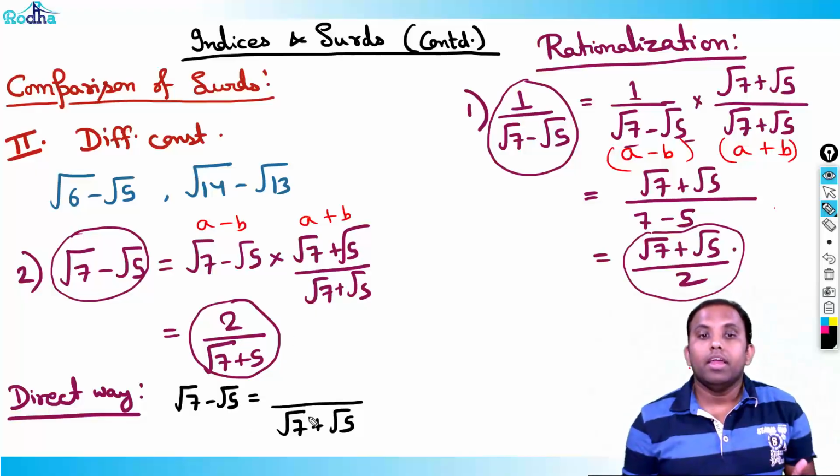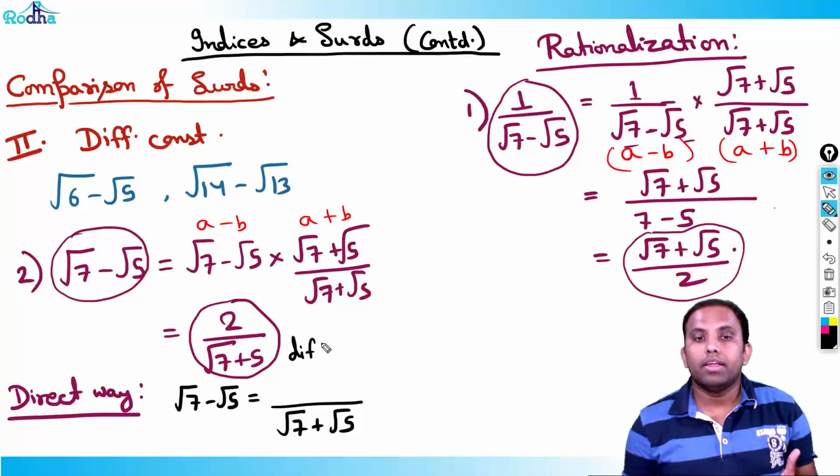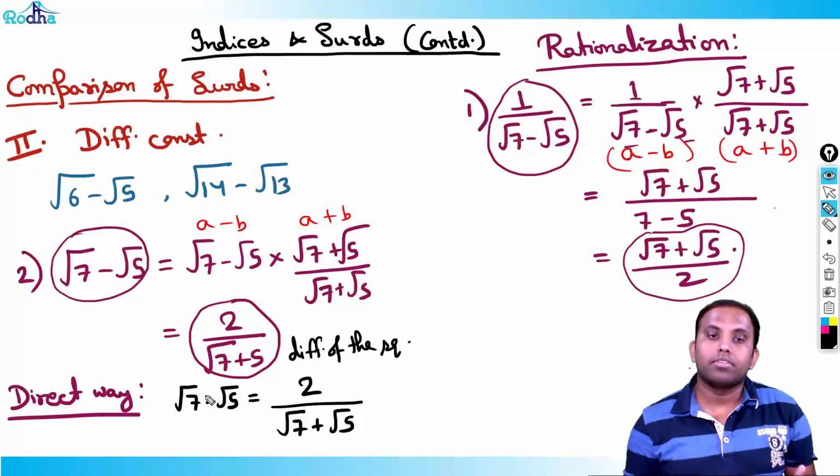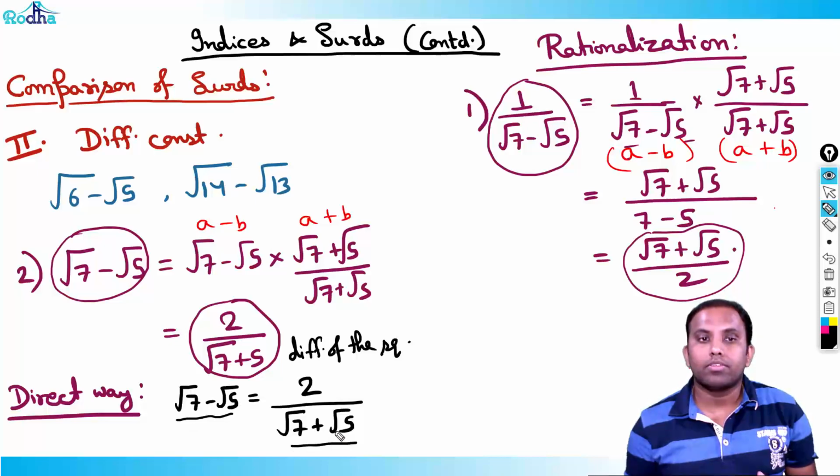And in the numerator you'll write the difference of the squares, right? Simply the difference of the squares. So root 7 squared is 7, root 5 squared is 5, 7 minus 5, 2. This is the rationalized form of root 7 minus root 5. Same, right? So look here: 2 by root 7 plus root 5.